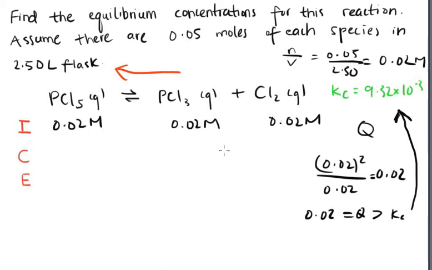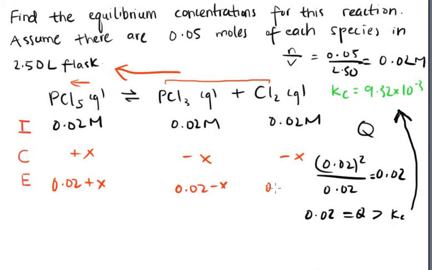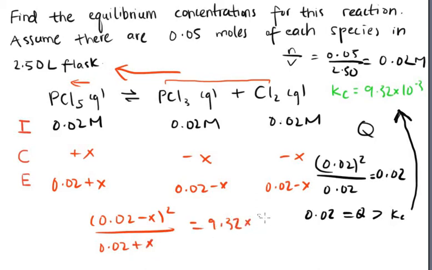So what this tells us is that these compounds are being consumed and these are being produced, right? So minus x, plus x, 0.02 plus x, 0.02 minus x, 0.02 minus x. So now that we have our equilibrium concentrations, we can do this. Plus x, and this equals 9.32 times 10 to the negative 3.